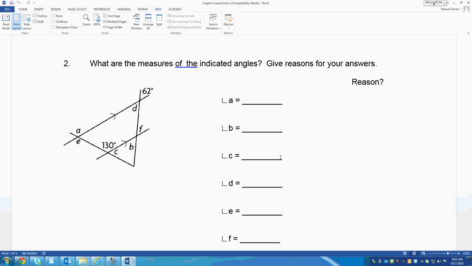You have to know alternate interior, alternate exterior, same side interior, same side exterior, corresponding angles, vertically opposite. Am I missing any? You need to know, yeah, well, supplementary with same side interior and same side exterior. So you need to know what they mean and what they actually look like for those reasons. I'm going to guess you're going to have something similar to this where you have to state reasons why you made the angles. Okay?